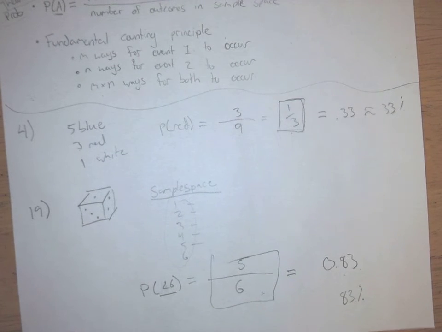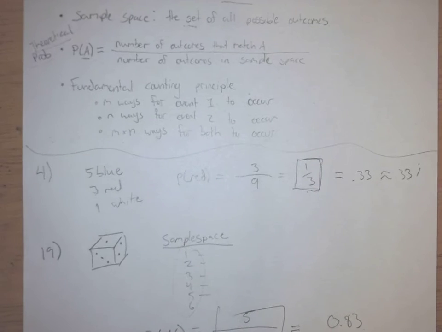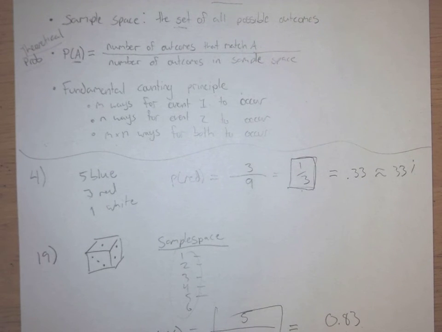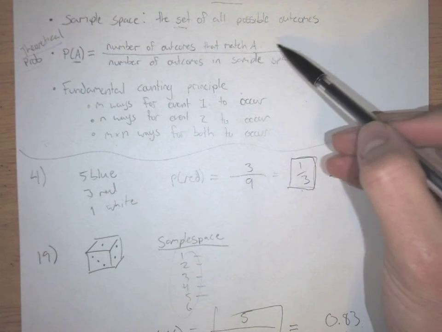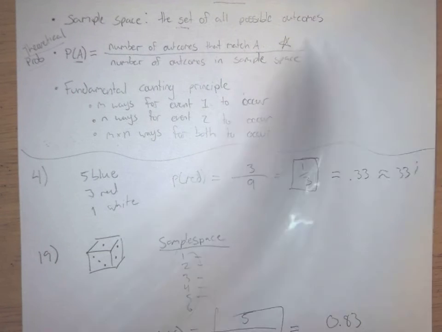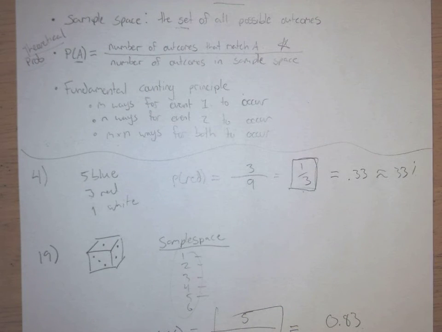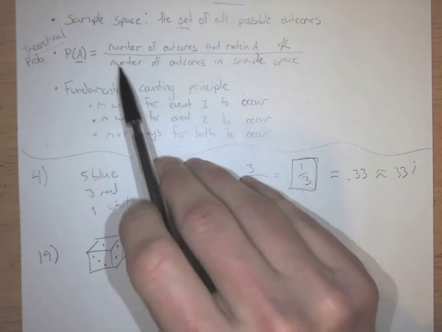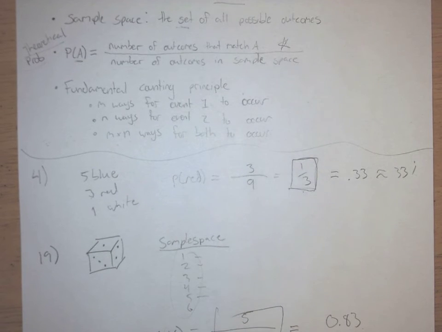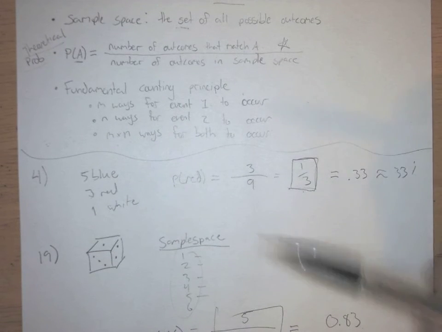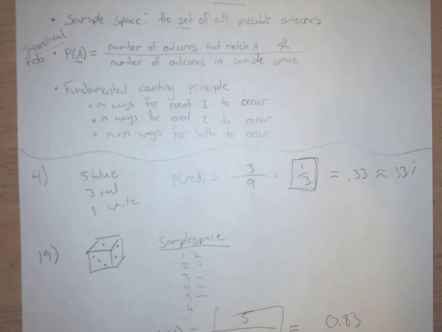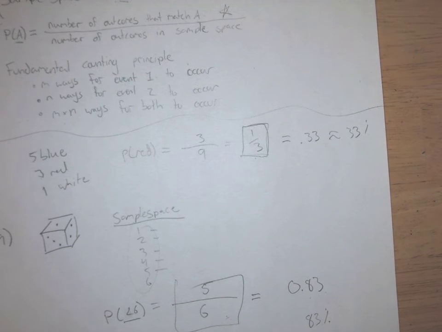Okay, so again, that's just using your theoretical probability formula, which is not hard. It's just, I think the wording in the book is a little bit weird. But yeah, this is just the number of outcomes that match A, or the number of ways there are for A to occur, over the total number of outcomes for whatever you're doing. Okay. All right, let's take a look at the next one here, which is going to be number 26.